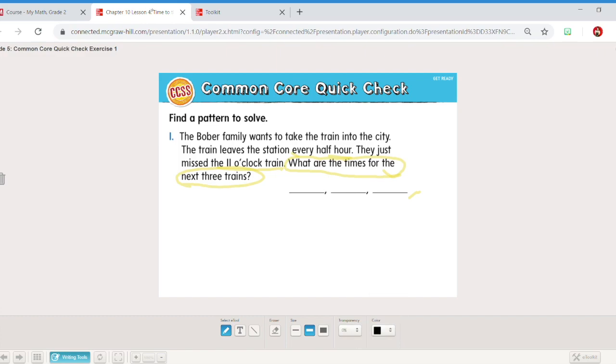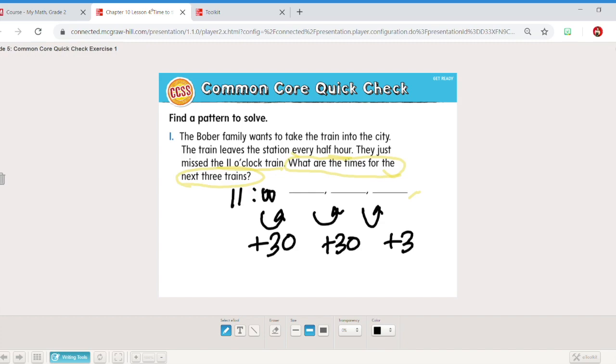So I'm going to put 11 o'clock over to the side because it's not on the schedule of trains they want next. Now, if the trains leave every 30 minutes, every time I go to the next line, we're going to add 30. So 11 becomes 11:30. Now, the next one would be 11:60.